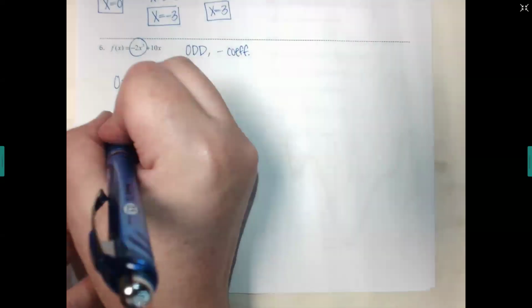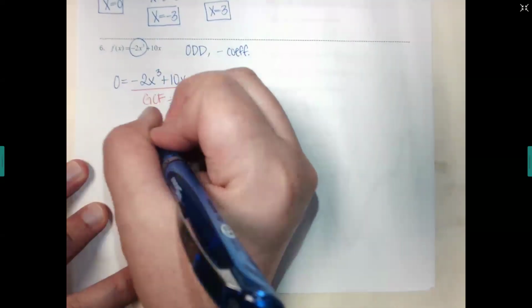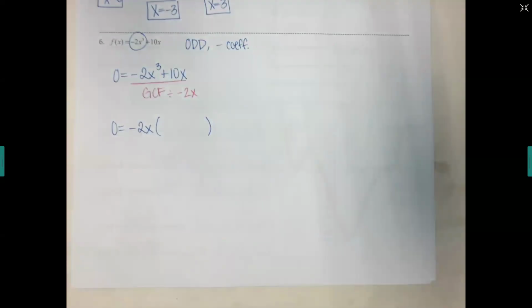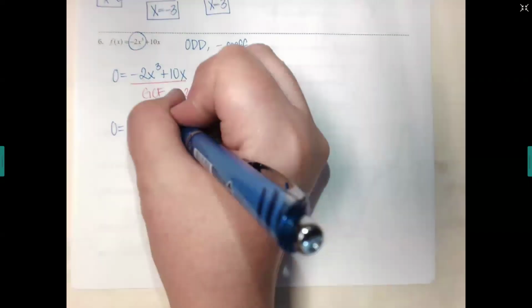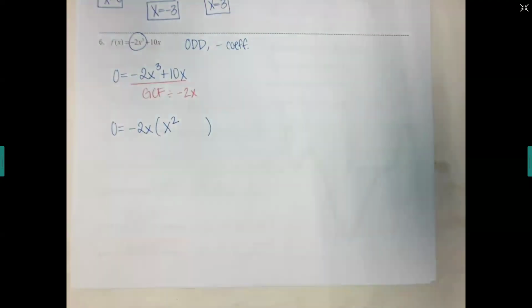So my -2x comes out to the front. And I just need to put what's left over. So I had a -2x^3. I took a -2x out. What's left? It was an x^2. Yep. And then for my 10 divided by -2, now this is a -5.